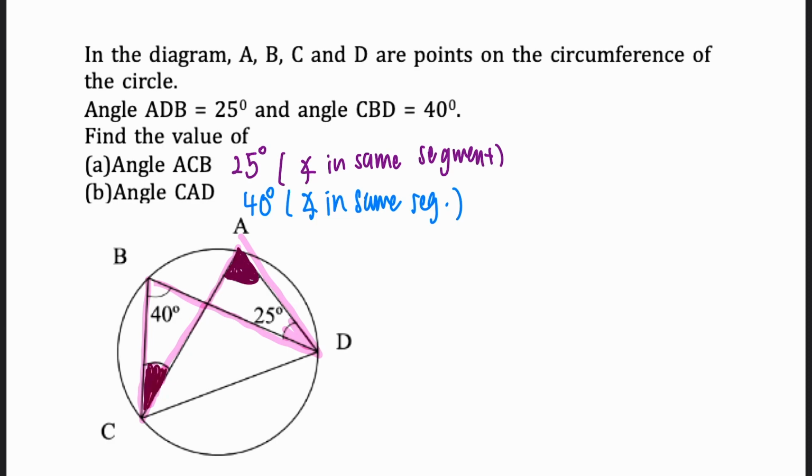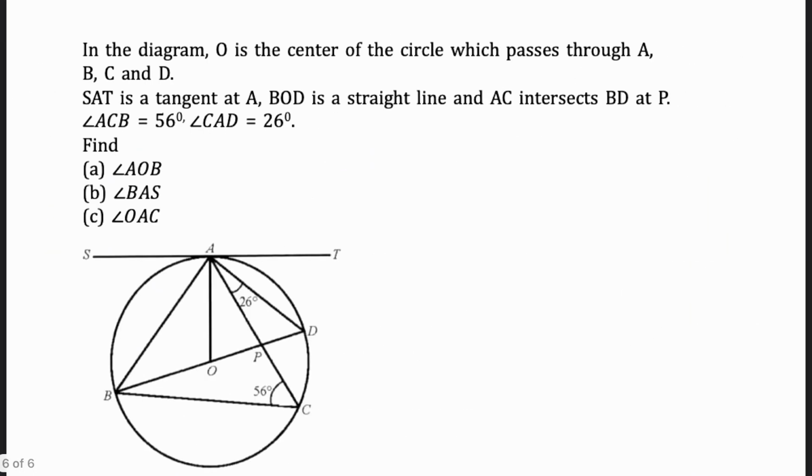Alright, so we're going to look at the next example. So we have a diagram. O is the center, which passes through A, B, C and D, and SAT is a tangent. This is very important information. When they give you a tangent, one of the properties is that a tangent to the circle, if you draw to the radius, it will be 90 degrees. So actually, you can see that this is 90 degrees.